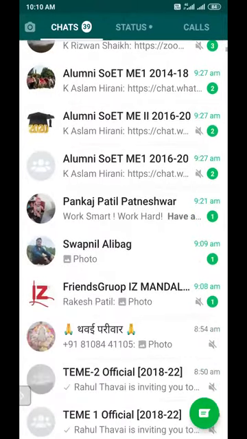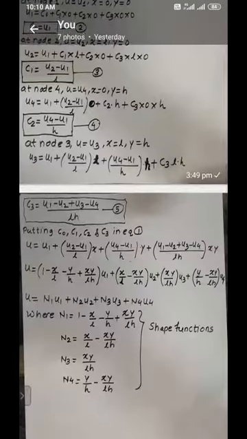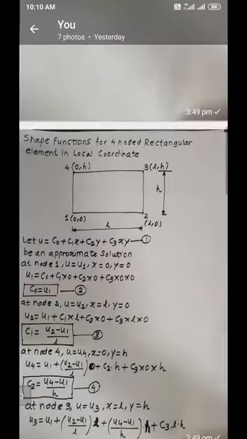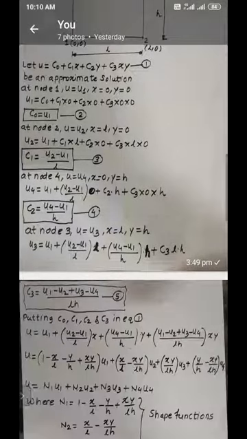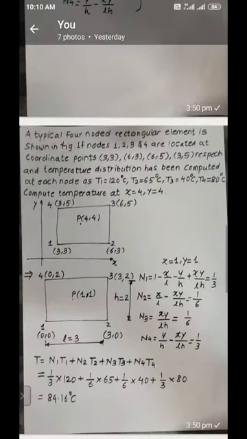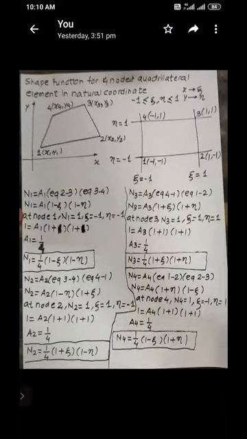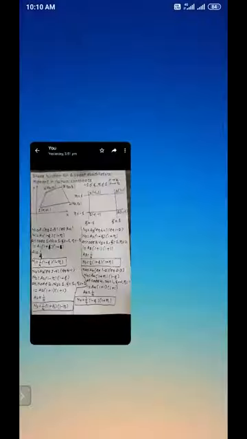Okay, I'm just browsing this on your screen. We have seen this four noded quadrilateral element. This is the derivation which we have seen for the 4-noded quadrilateral element, for which we derived these shape functions. Now, if you need to calculate the shape function, you need to know the value of zeta and eta, right?